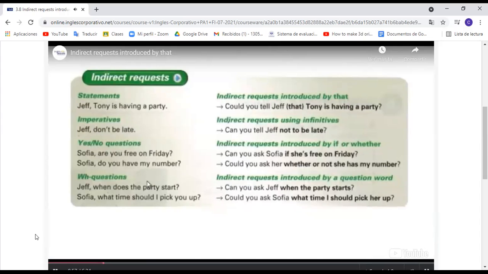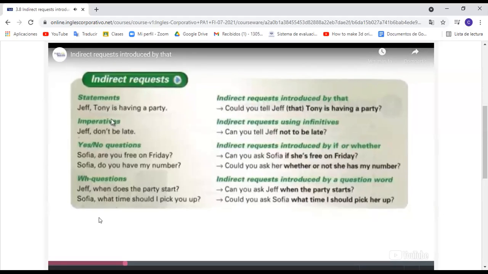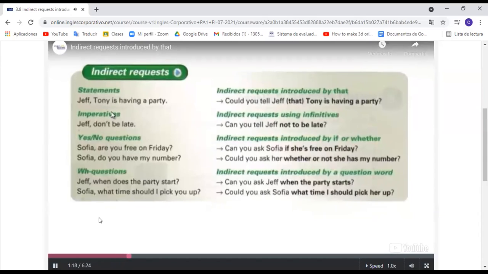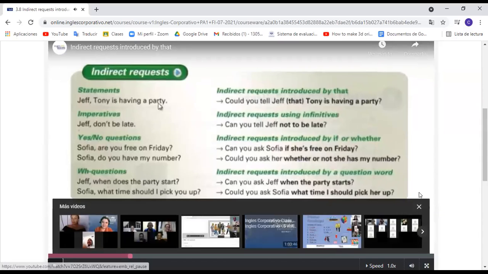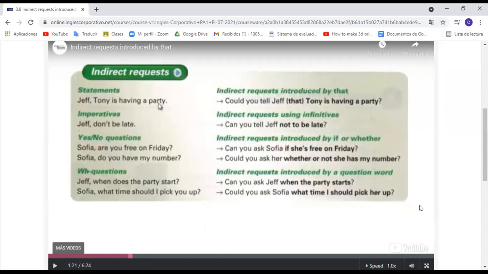And then we're gonna try to make sense of all of them together. The idea is to be able to take any kind of sentence and change that to a form of indirect request. So in this particular lesson, we're gonna focus on the first one, with statements. As we can see, statements are quite easy to change, right? We have a statement there, Jeff, Tony's having a party. So that statement. Okay, I'm gonna pause because I think it's pretty easy.